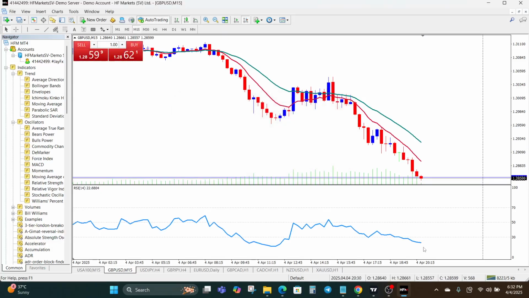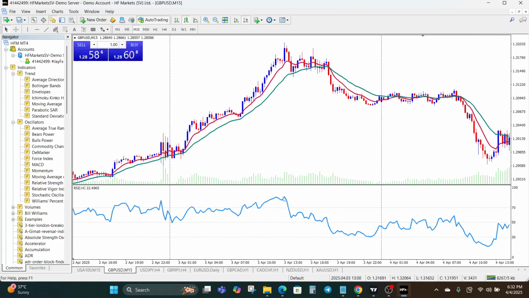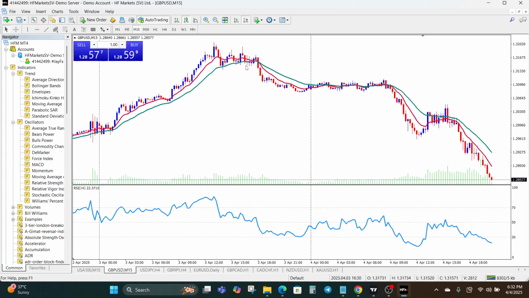When the RSI dips below 30, it may signal a potential bounce. When it is above 70, you watch out, because it signifies an overbought condition and there could be a downward reversal. So this indicator is great for confirming momentum-based entries and avoiding false setups in sideways markets.